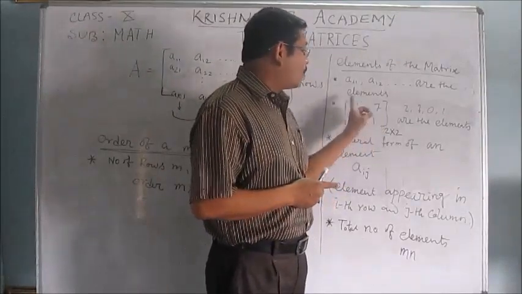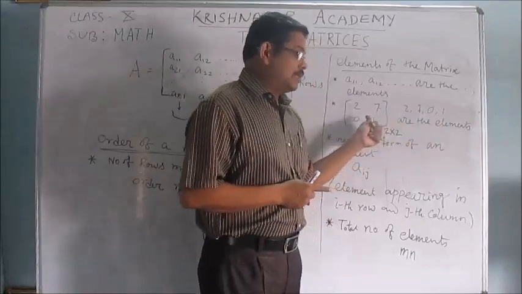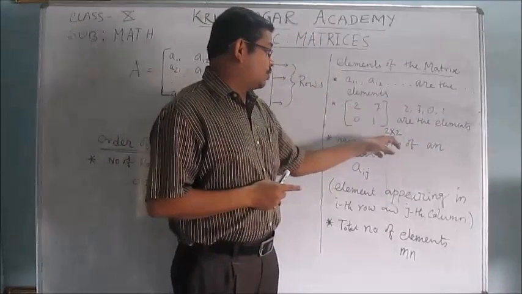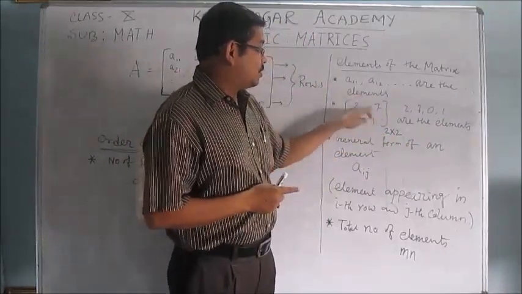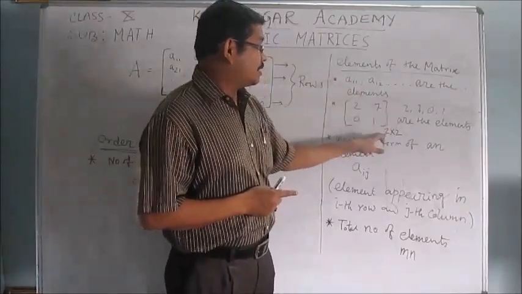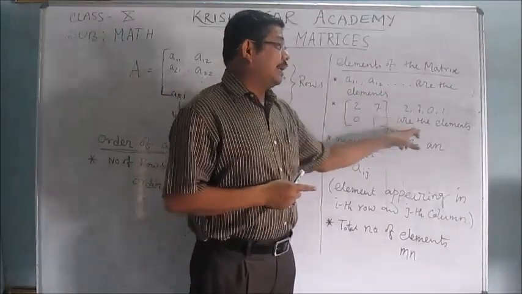Here 2, 7, 0, 1: these 4 elements are the elements of this matrix. And what is the order of this matrix? The order of the matrix is 2 by 2, because here you see 2 rows and 2 columns. So this is the order of the matrix, 2 by 2, and 2, 7, 0, 1 are the elements.